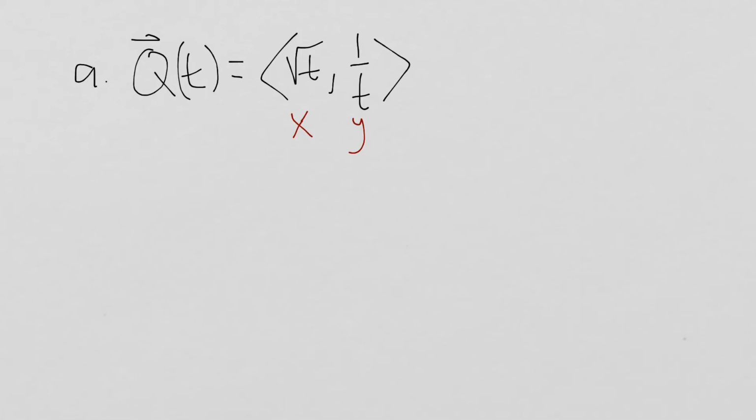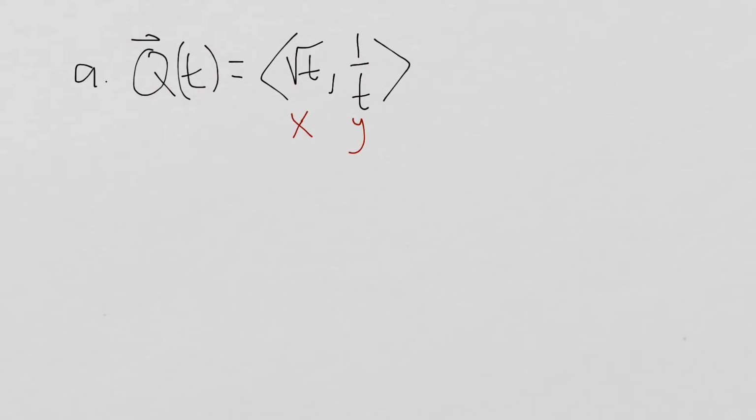So this path is defined parametrically with this vector q(t). And remember, the vector q(t) is just going to point to where the object is at different times. So the x value of the object's path is determined by root t, and the y value is determined by 1 over t. For example, at time t equals 4, we would be at x equals 2, y equals 1/4. And this will tell us always where the object is after a certain amount of time.